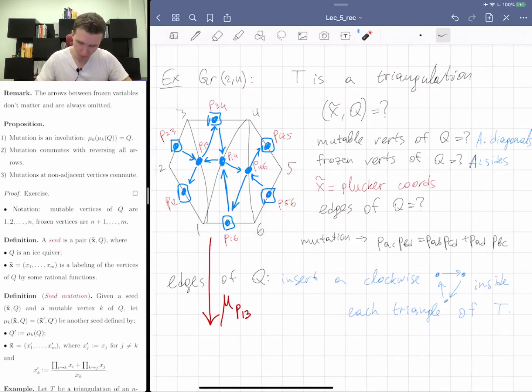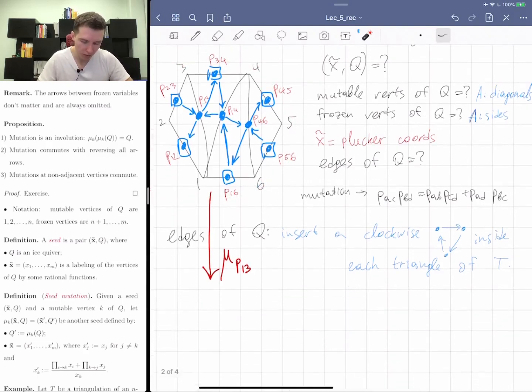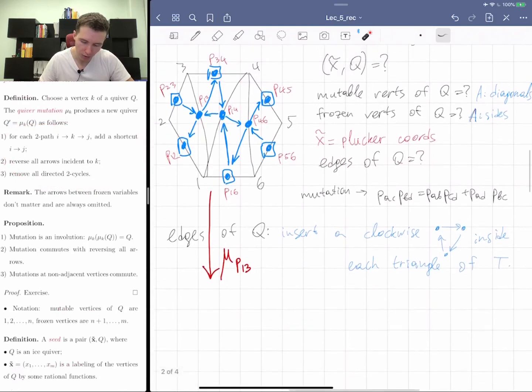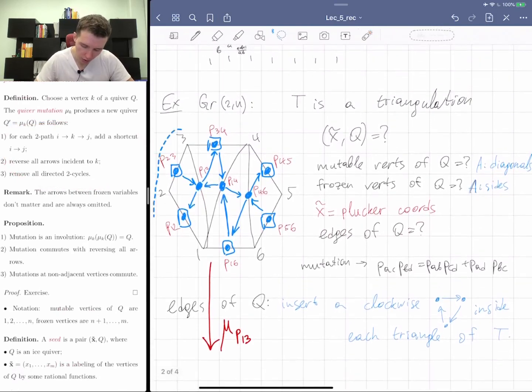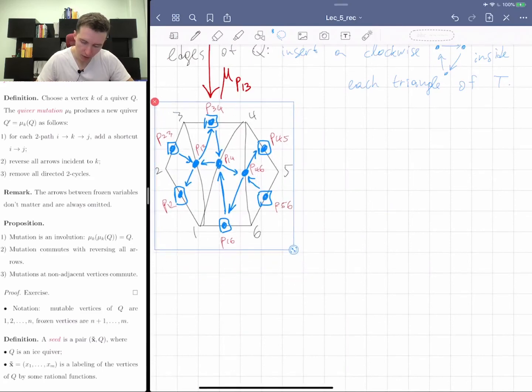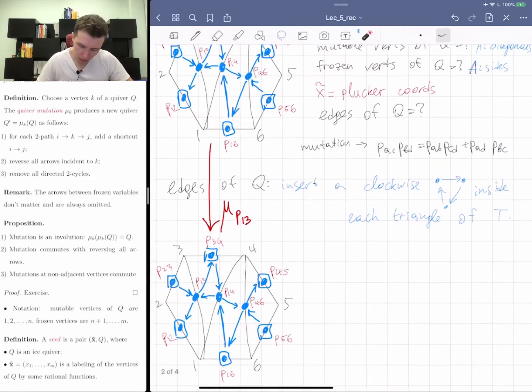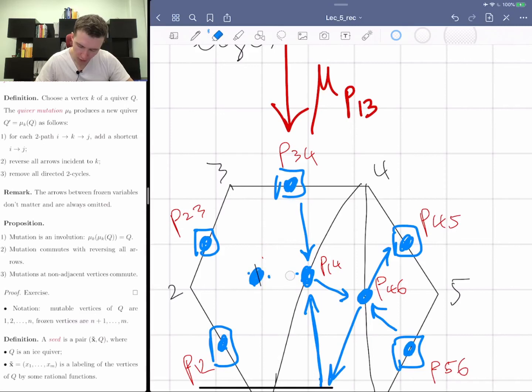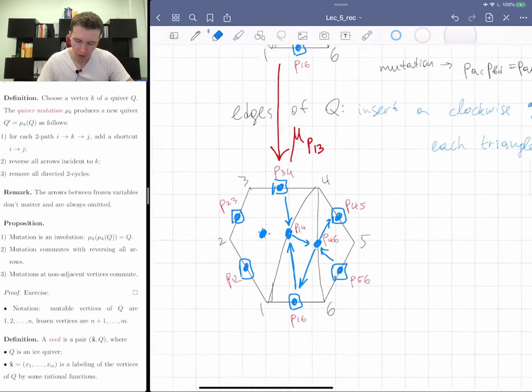Now, I have this quiver in blue, so first I'm going to mutate the quiver. And again, the recipe is shown here. So let me try to copy the same quiver. I'm mutating this vertex right here, so let me erase all that stuff that's adjacent to this vertex and preserve the rest.